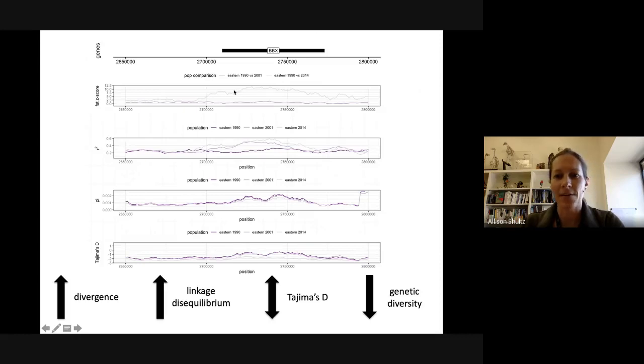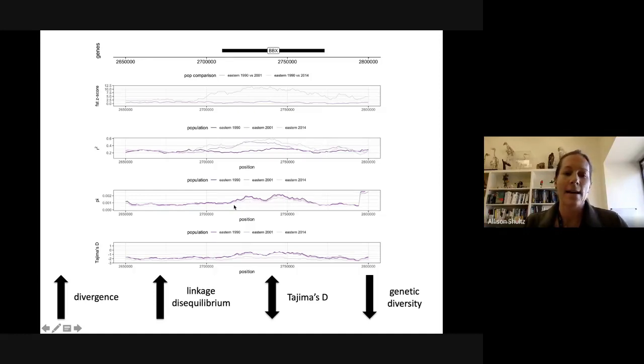This is FST. So this lightest purple is Eastern before and 20 years after. This darkish purple is before and 10 years after. So you can see it's only really very divergent in the later time period. But we actually see increased linkage disequilibrium in both before and 10 years: before it has lower linkage disequilibrium, and then we have increased linkage disequilibrium in 10 years after and 20 years after. And linkage tends to evolve before divergence does. So, this actually is probably part of the overall process.